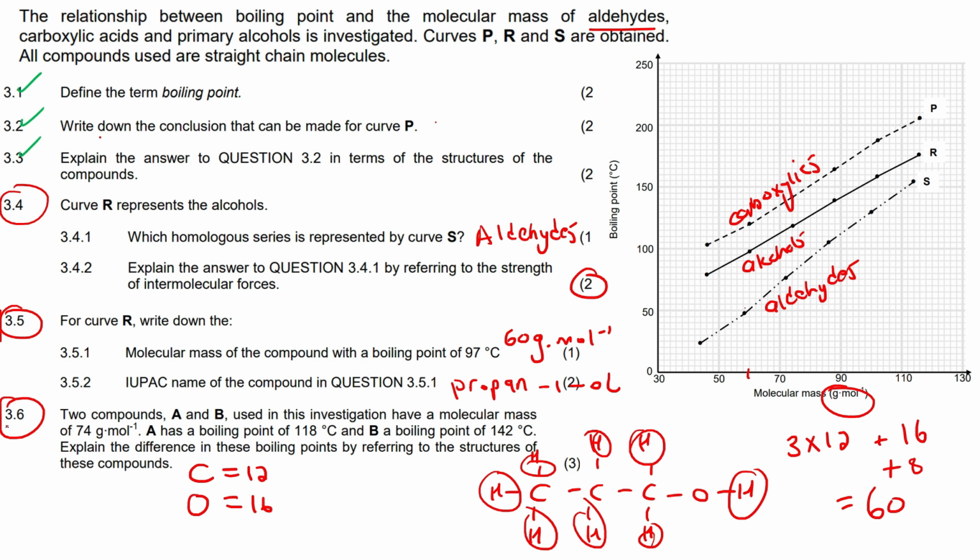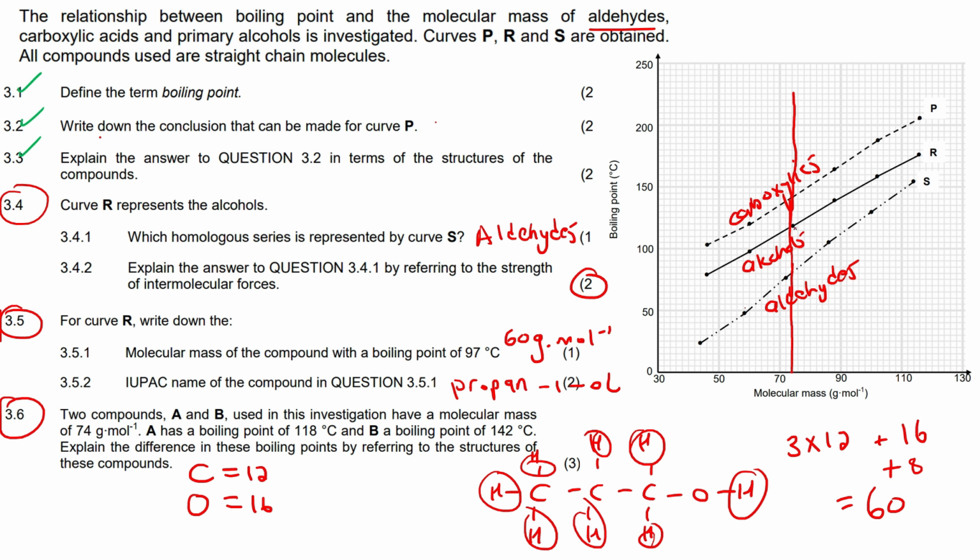Okay, now this question for 3 marks says, 2 compounds, A and B, used in the investigation have a molecular mass of 74. So let's go straight to that. A molecular mass of 74 is here. And let's draw a line going up. Now, it says A has a boiling point of 118.